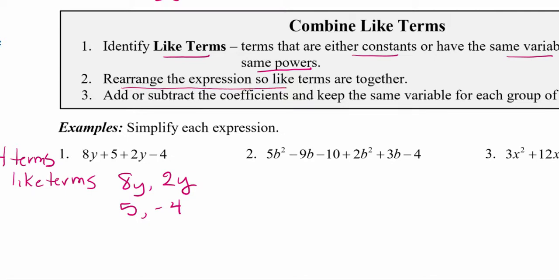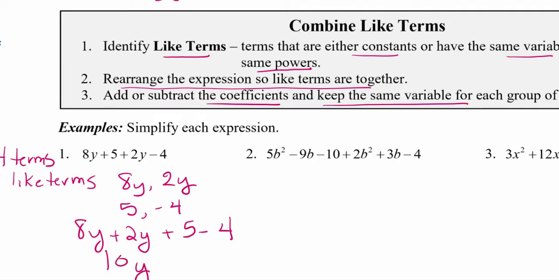So a good strategy is to rearrange the expression so that the like terms are together. So that's what I'm going to do. I'm going to go ahead and rewrite these and put 8y plus 2y first, and then move the 5 next to the -4. And now we're going to add these 2 coefficients. So we add the 8 and the 2, but we keep the variable. So 8y plus 2y is 10y, and then we add 5 minus 4, which is 1.